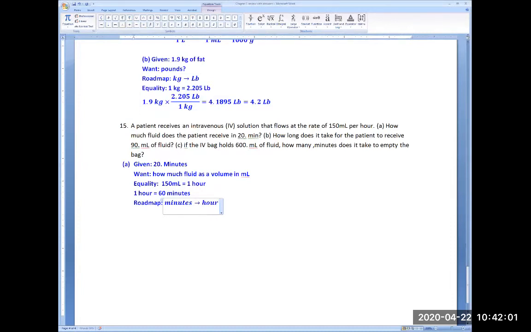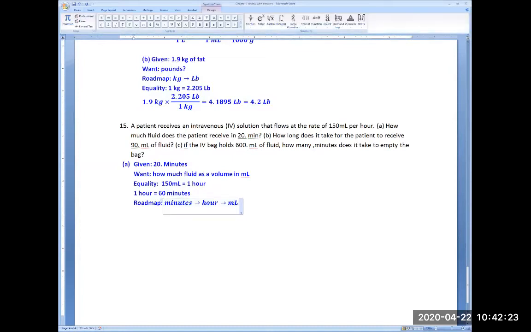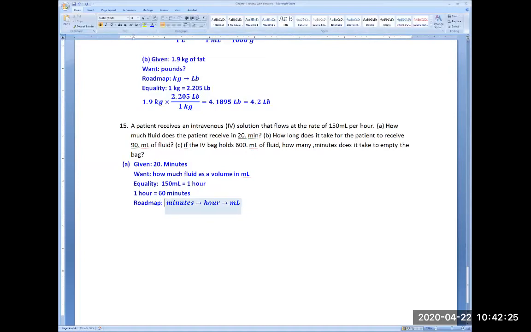Next, once you have the hours, you have a conversion now that tells you can change those hours to milliliters. So then from hours, we will be able to go to milliliters of fluid. So that means we will have 2 conversion factors. Those 2 arrows correspond to 2 conversion factors. So that's our roadmap. And let me push it so we see that better.